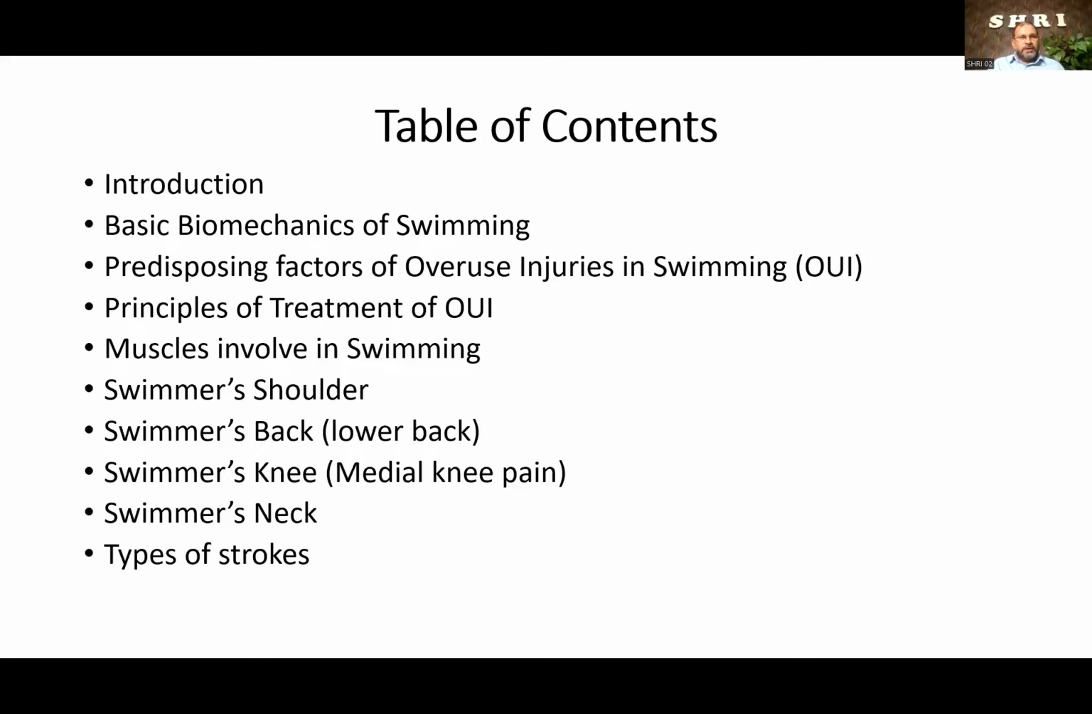Then we will be discussing the common overuse injuries. There are so many overuse injuries. We won't be able to cover all these overuse injuries in 1 hour. So I have selected main 4 overuse injuries. Those are swimmer's shoulder and swimmer's back, swimmer's knee, and swimmer's neck.